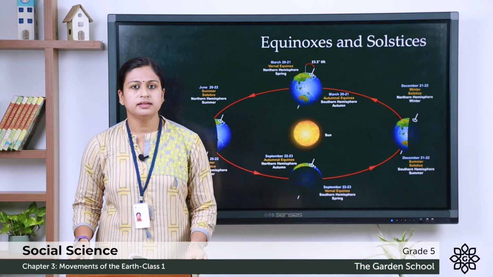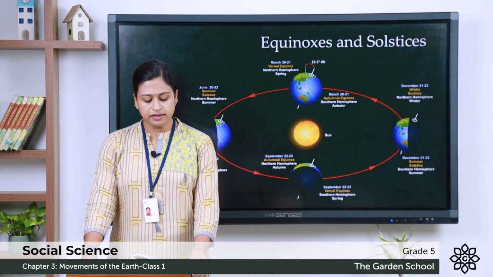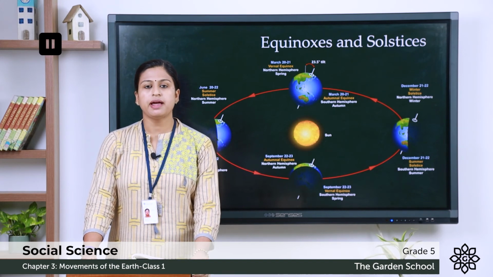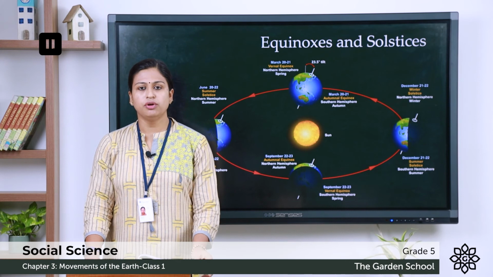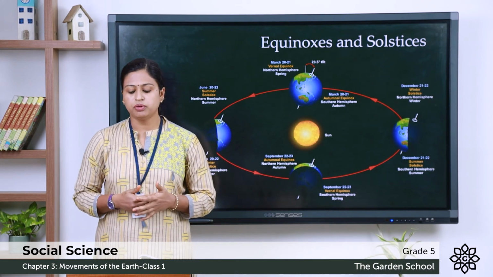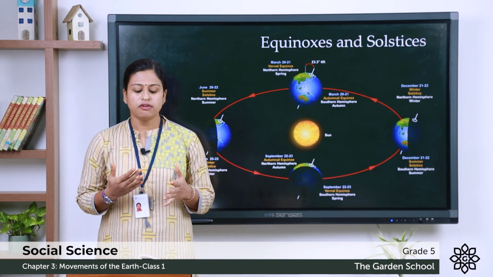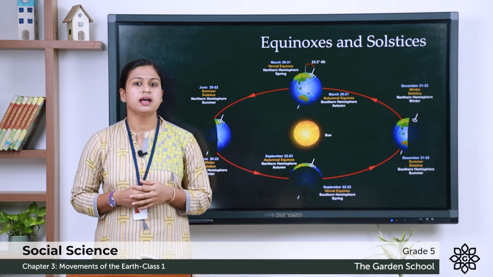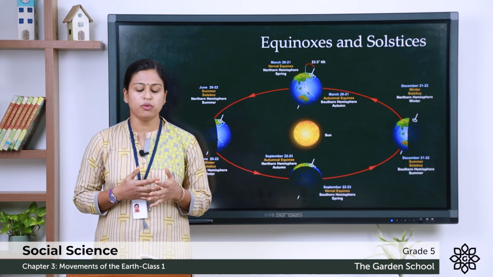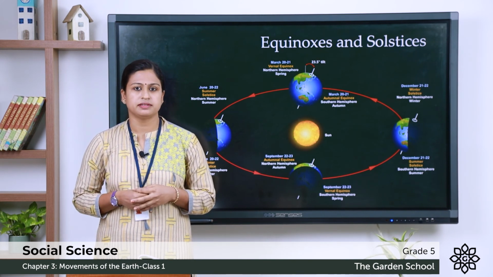Now, here there is a Think It Over. The question is, why is the revolution of the earth important for us? You have to write the answer in your notebook. And kids, do you know, at the North Pole and the South Pole, the sun does not set for 6 months during summer. Similarly, during winters at the poles, the sun does not rise for 6 months.